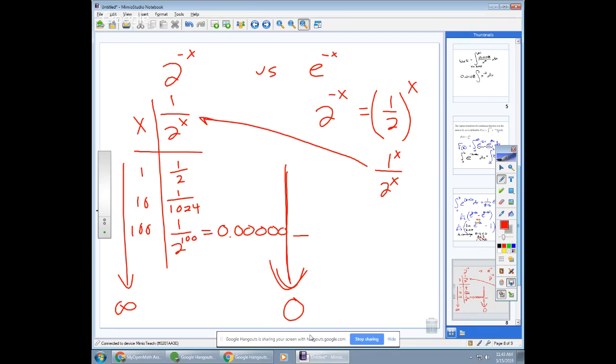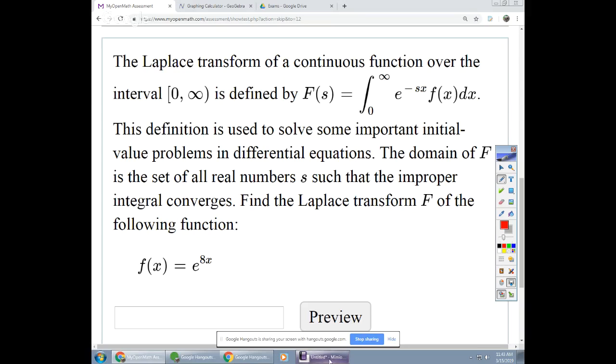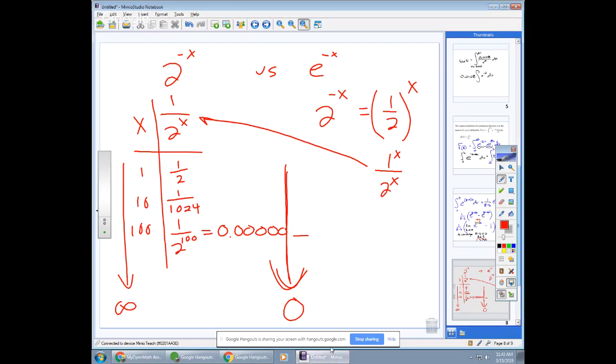With me? So if it's going to 0, it's converging. Converge means that you are heading toward a particular number. So 0 counts as a particular number? 0 is a number. Yes.